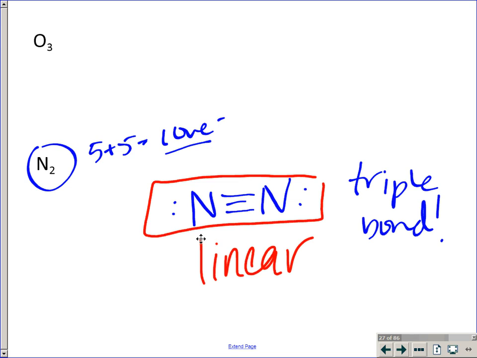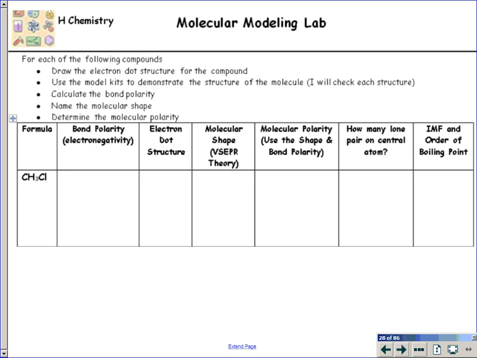We're going to process the first one together, okay? And we'll take a couple more notes here in a second. So CH3Cl. What I'm expecting is you can do the first couple of columns. So 1, it says bond polarity, 2, electron dot structure, 3, molecular shape. I'm expecting we can go across the board and do these. So here's how I would start. I would start with drawing the structure, simply because it's a little easier. Does everybody have a paper? Yes, okay.